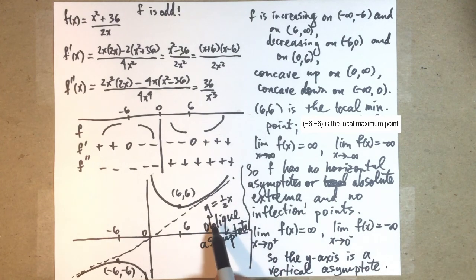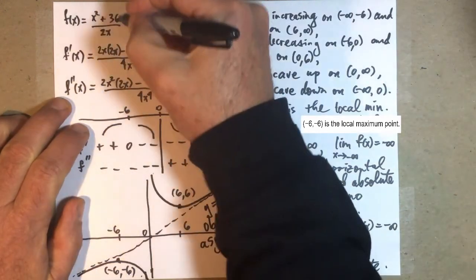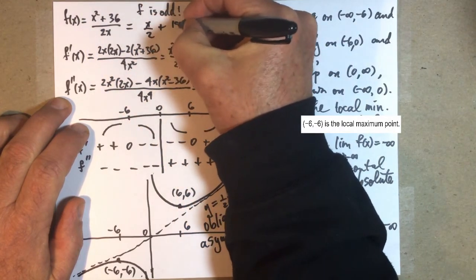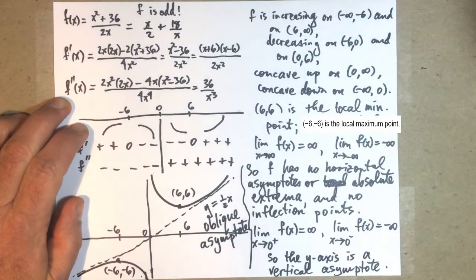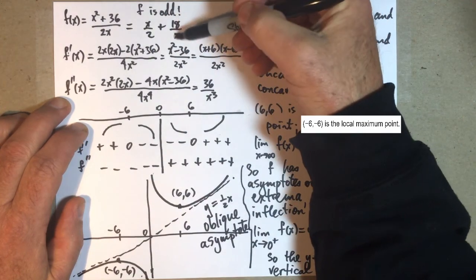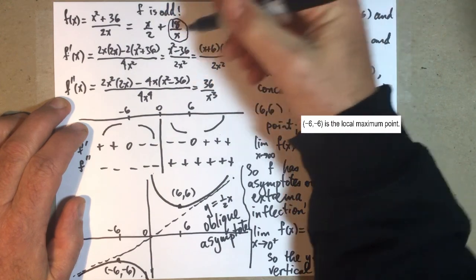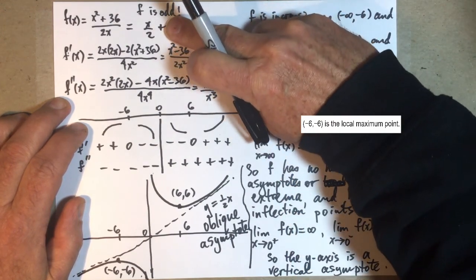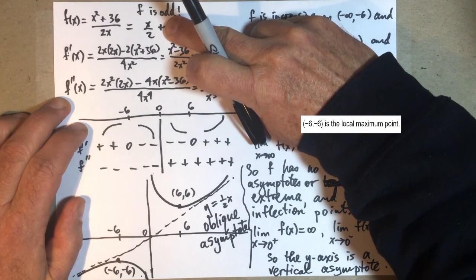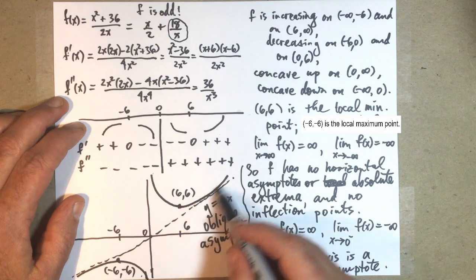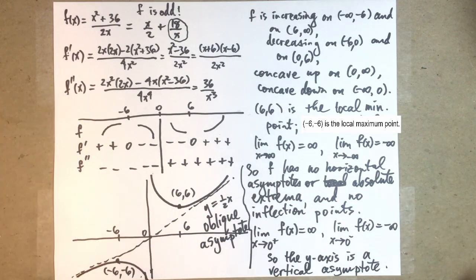And you can see that this is an oblique asymptote from rewriting this. It's x over 2 plus 18 over x. And if you see what happens when x goes to infinity, this term tapers away, and asymptotically this function looks a lot like just x over 2, and the same in the other direction as x goes to minus infinity. So in both the far right and the far left directions, the curve is approaching this line. It's an asymptote.